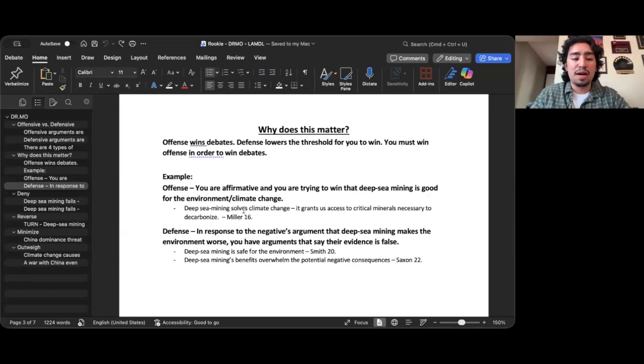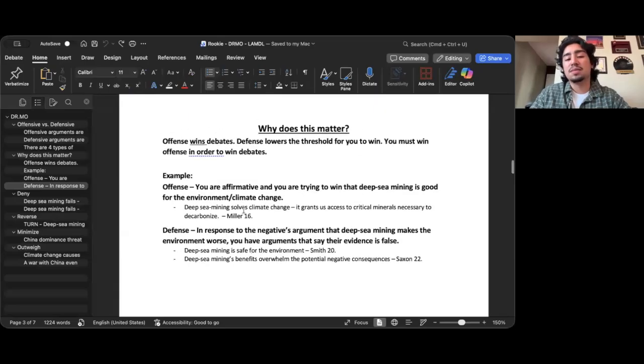Defense alone will not win you the debate at all. The reason I'm saying that is because most judges do not believe in the idea of zero risk. So let's say you're negative and in the 2NR, you are only extending arguments that say no solvency, the plan doesn't solve, the plan has no impact, the plan just doesn't do what it says it's going to do.